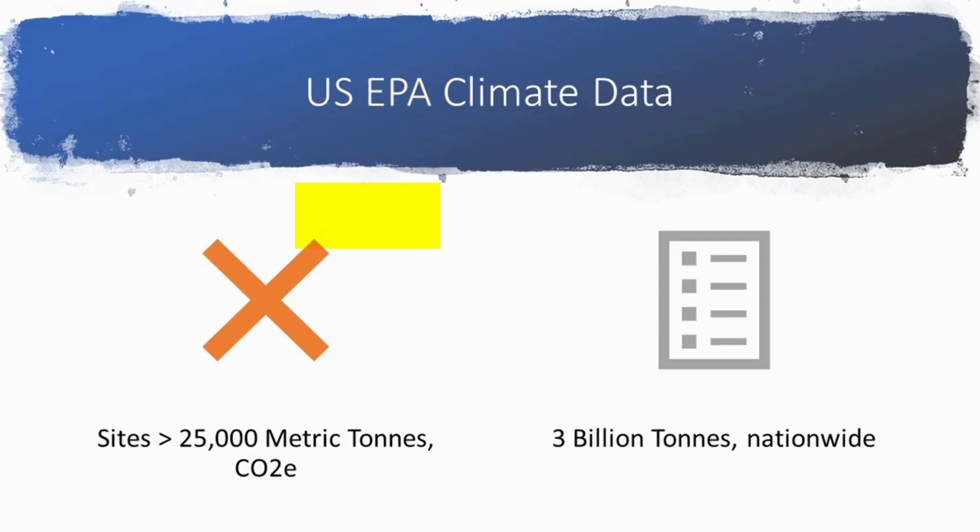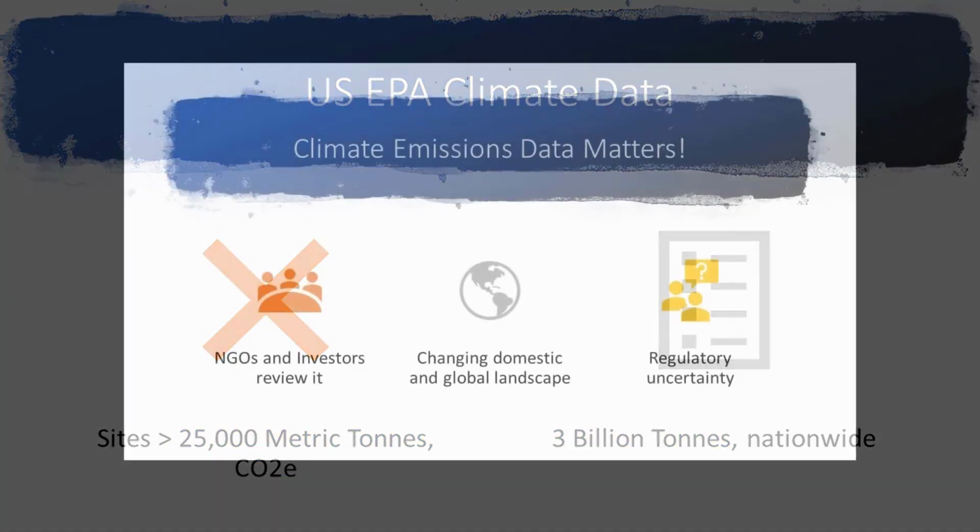And as background, each spring, facilities that emit more than 25,000 metric tons of CO2 equivalents need to report their emissions under the EPA Greenhouse Gas Reporting Program. And according to the EPA, this covers roughly half of US emissions, around 3 billion tons economy-wide.